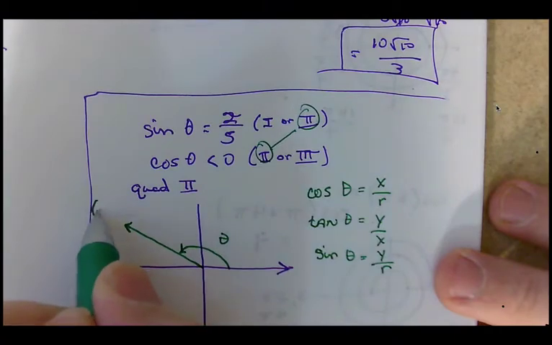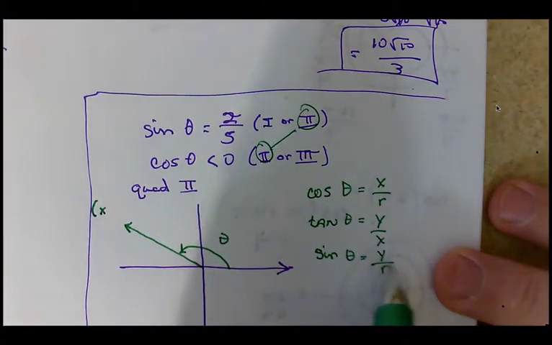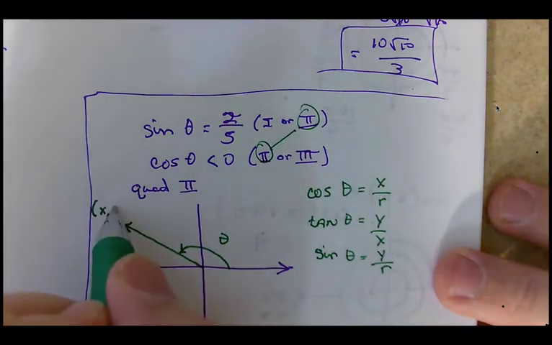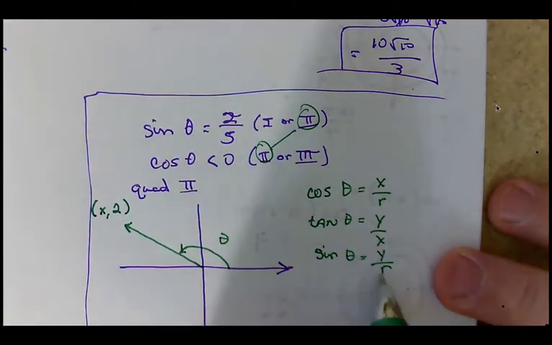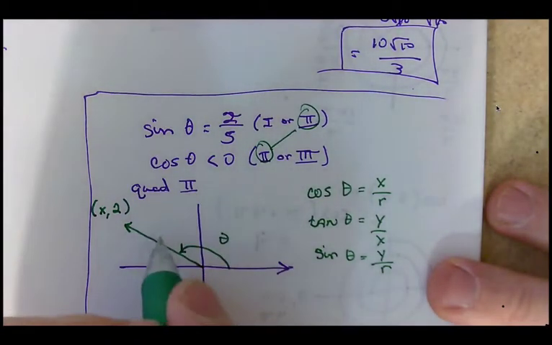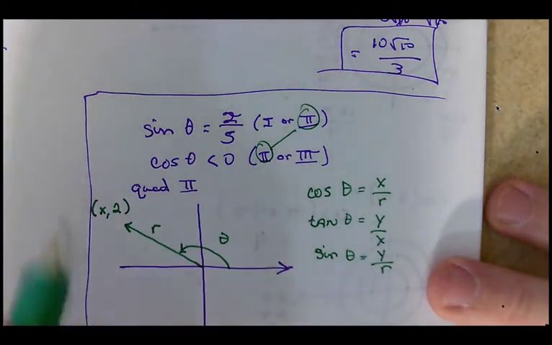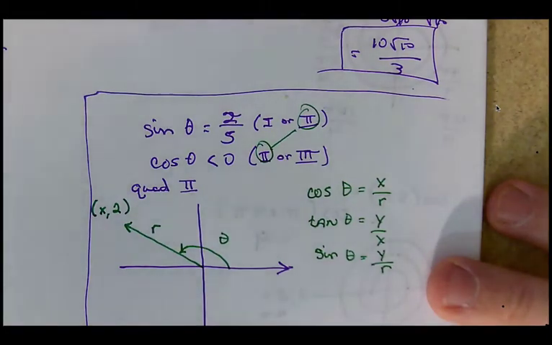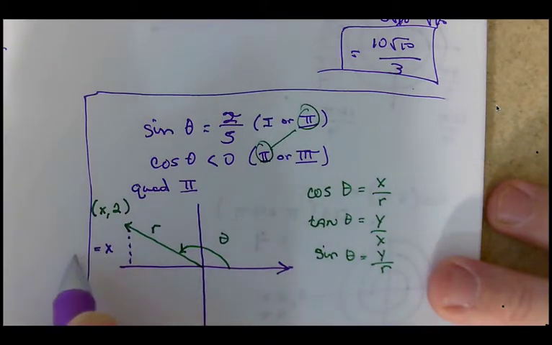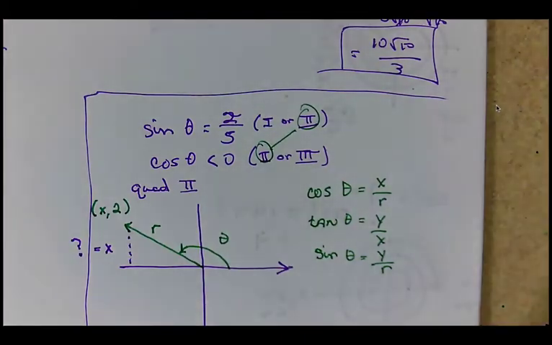So in this case, we have sine theta equal to 2 over 5. Go ahead and write this out. We don't know what x is, but we do know what our y is. Our y in this case is equal to 2. We know what our r is, because that's equal to 5. What we don't know is our x value.